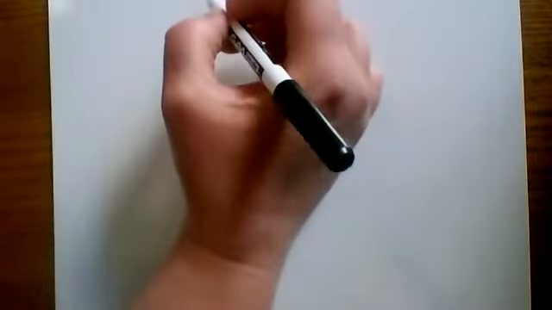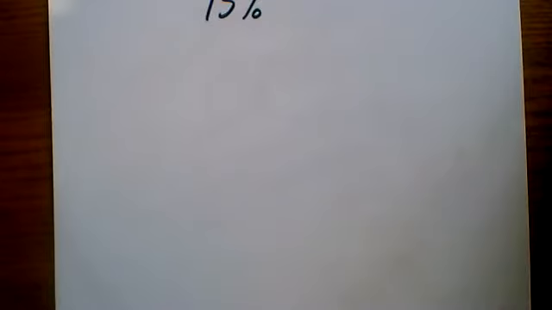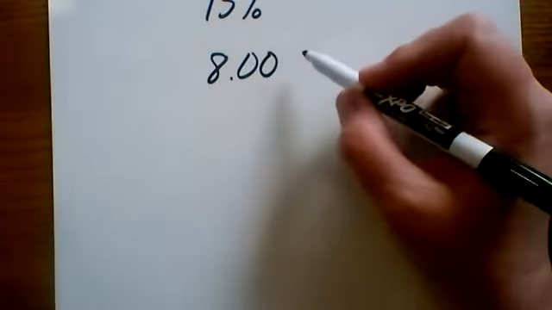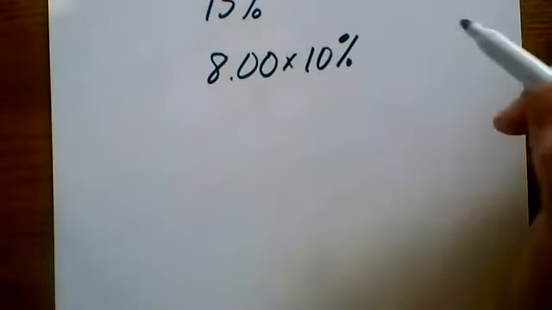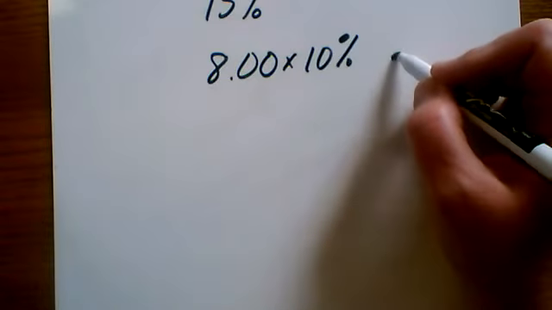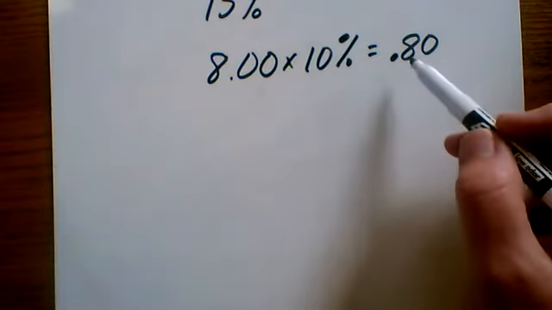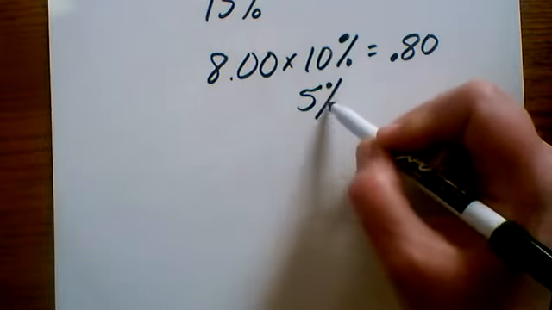So the second problem is talking about tips at a restaurant, and they say that 15% is a typical tip. And if the bill was $8, how much would the tip be? So if you figure out what 10% of $8 is, that would be 80 cents, right? So half of 80 is 40 cents. That would be what 5% is.